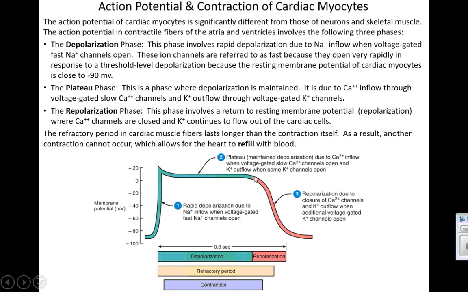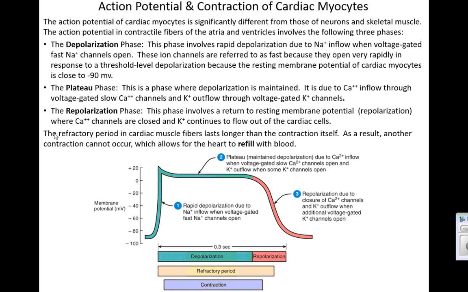Now eventually, we are going to have to repolarize. And that's our third step. The calcium channels close, potassium continues to flow out. And then we return back to resting membrane potential. Why this is important is demonstrated with the last bit of text. The refractory period in cardiac muscle fibers will last longer than the contraction itself.